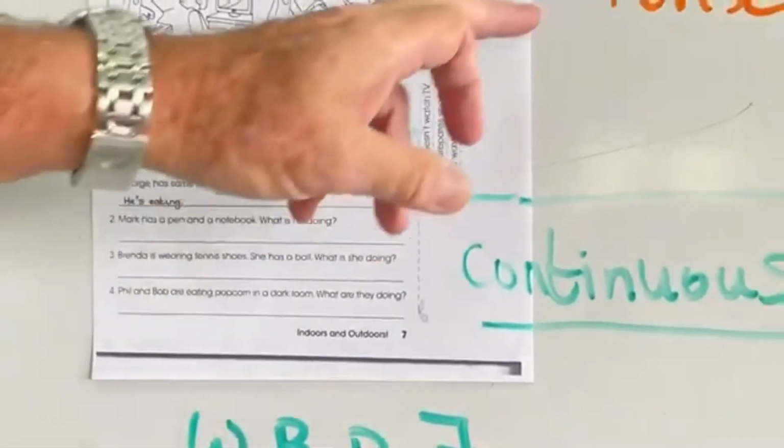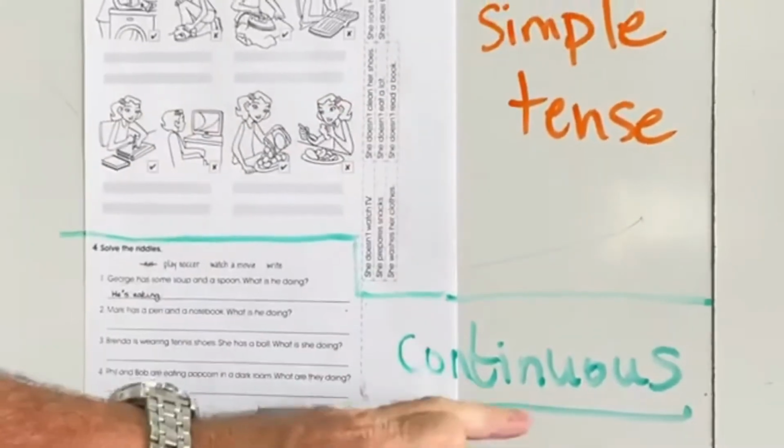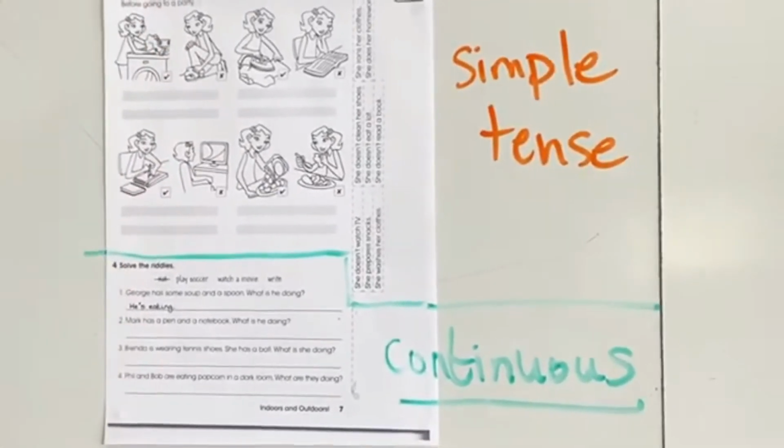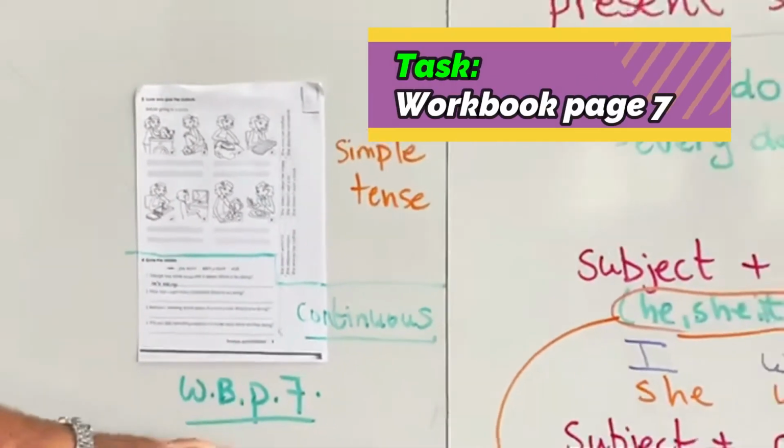Okay? So it's the difference between the present simple tense and the present continuous tense. Top half simple, bottom half continuous. Workbook, page 7.